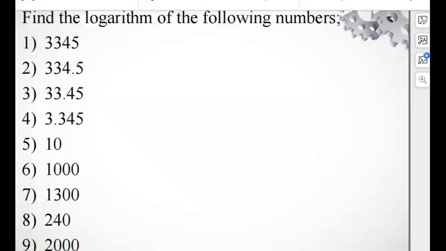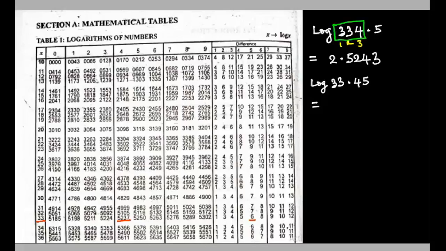Now let's look at the third question. 33.45. Let us find the logarithm of 33.45. Now to solve this one, it's just the same process. So the log value of 33.45 is equal to what? Just as we've done before, since this is a decimal number, focus on the whole number. The whole number here is just 33.